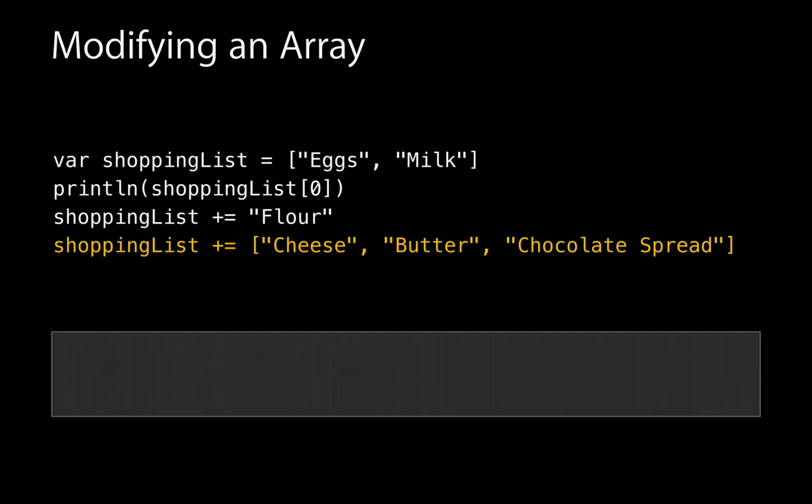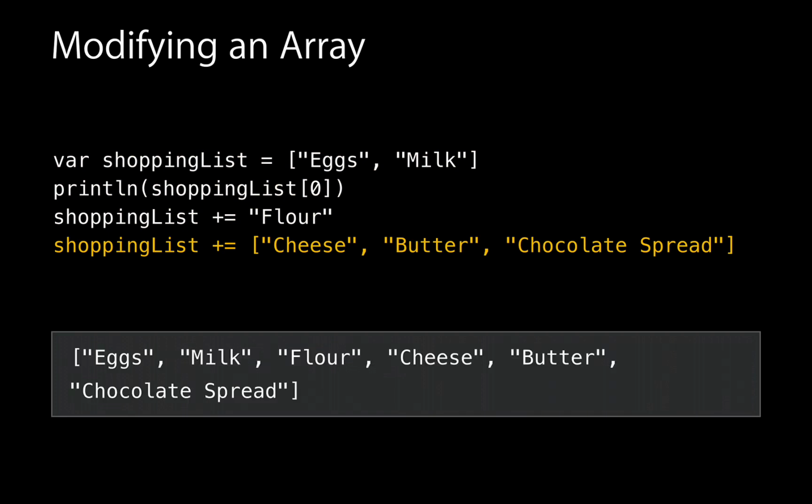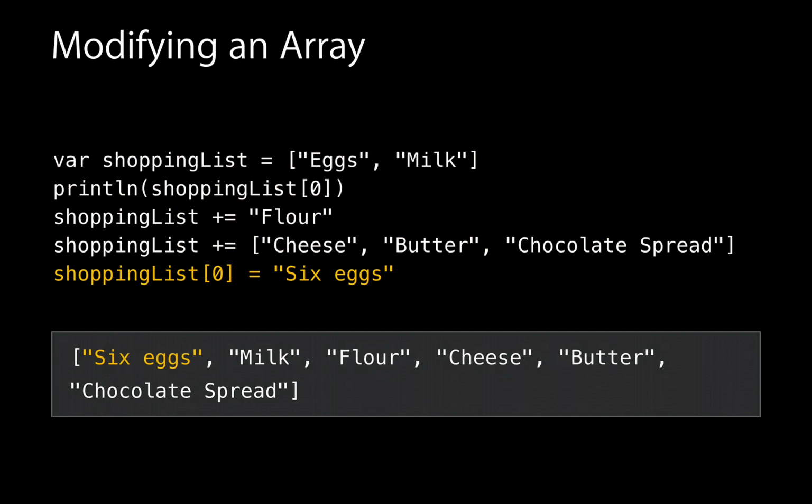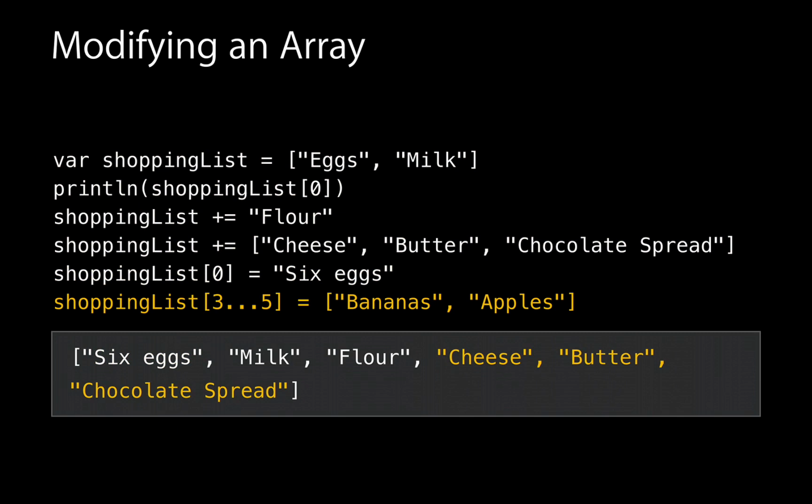Here, we're adding cheese, butter, and chocolate spread to our list. If we want to change a value, subscripting again. We just assign a new value for an existing array. Here, we're changing eggs to be 6 eggs. And if we want to make our shopping list a little bit healthier, perhaps, we can actually replace an entire range in one go. So we can replace items 3 through 5, that's the cheese, the butter, and the chocolate spread, with some bananas and apples instead.